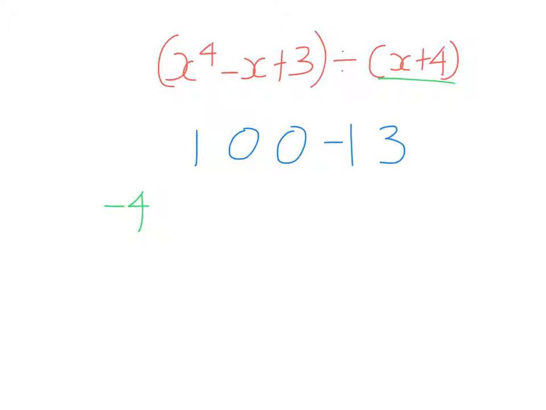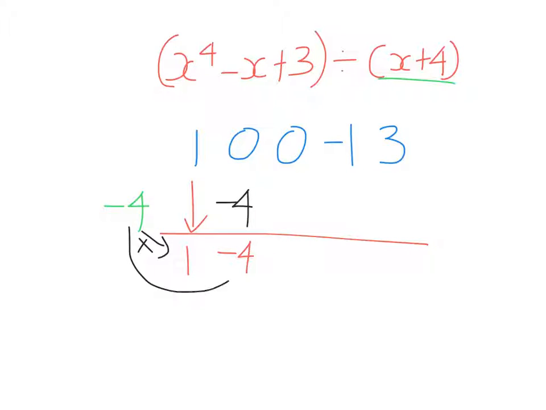So as I've done in the previous examples, I'm going to drop the first coefficient, bring it down, so that's 1. Minus 4 times 1, I get minus 4. So I'll put that up here. Now I add for the remainder. 0 plus negative 4 is, of course, negative 4. Now I go minus 4 times negative 4, which is positive 16. So 16 goes up here. 0 plus 16 is 16. Start the process again. Minus 4 times 16 gives me minus 64. So I put that up here.